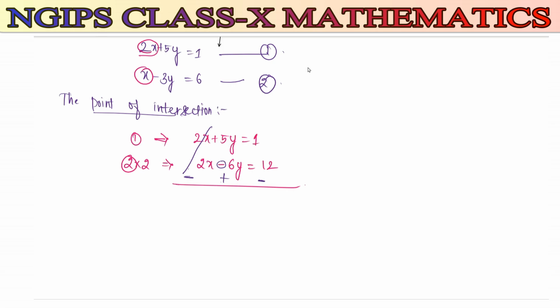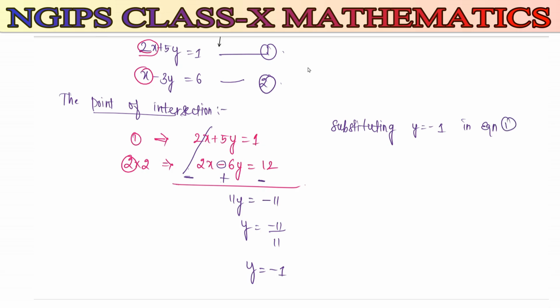So 5y plus 6y you will get 11y is equal to 1 minus 12, which is minus 11. So y is equal to minus 11 divided by 11. y is equal to minus 1 we got. Now we need to find out the x value. I am going to substitute y is equal to minus 1 in equation 1.